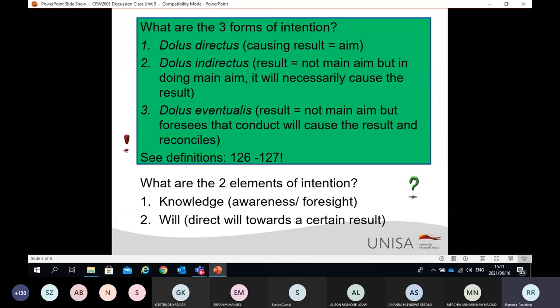Now, when we get to 9.2, which is where we are, we introduced the two elements or two components of intention. That means irrespective of the form of intention, irrespective of whether it's dolus directus or dolus indirectus or dolus eventualis, each of those forms has two components to it. That is the understanding of intention.